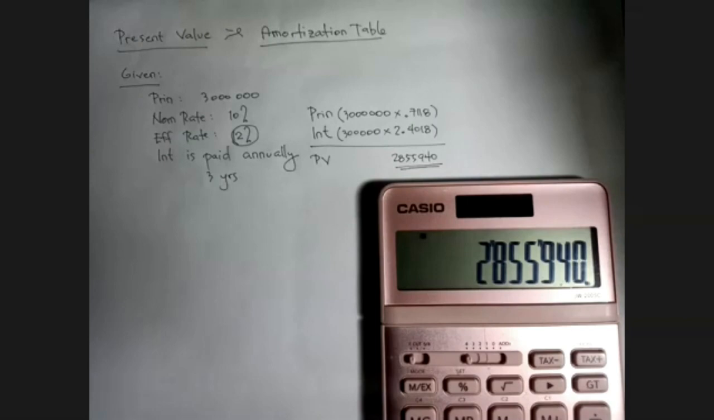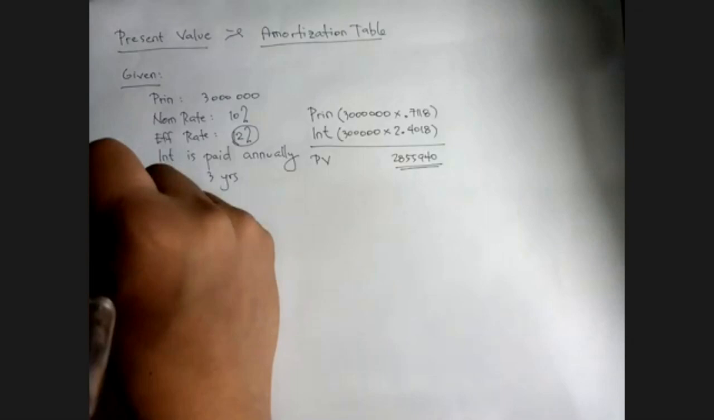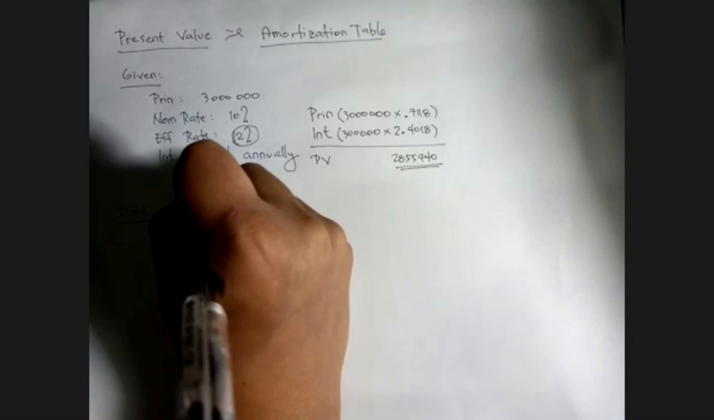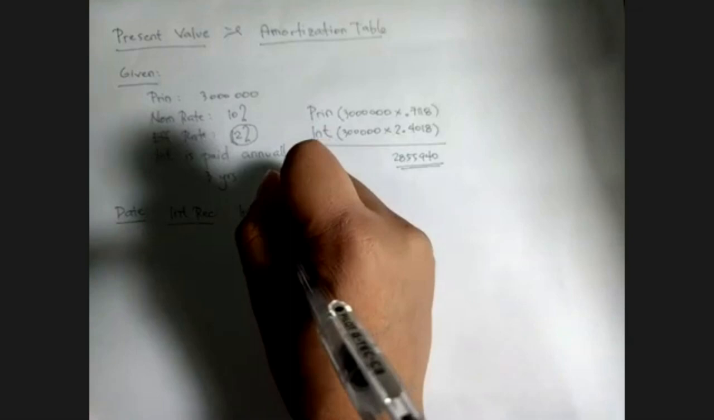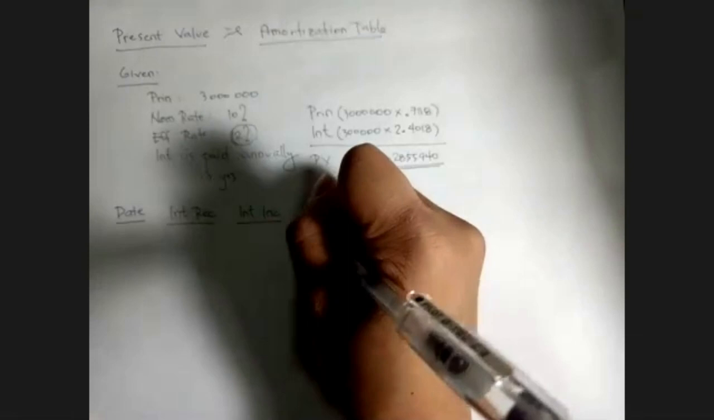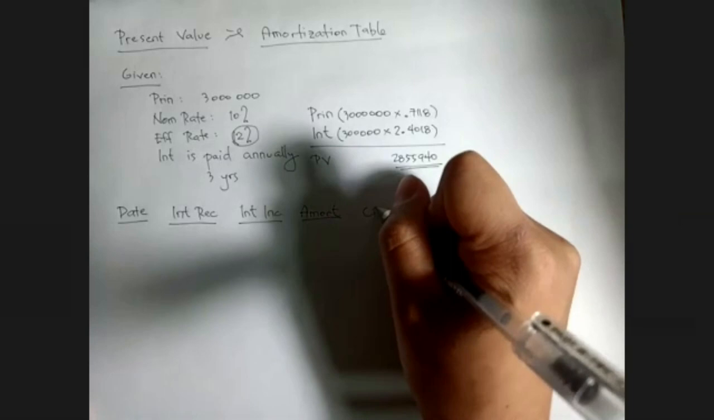So here, in the amortization table, meron tayong mga column. We have column for the date. We have column for the interest received or interest paid. We have column for the interest income or interest expense. We have column for the amortization. Then we have column for the carrying amount.